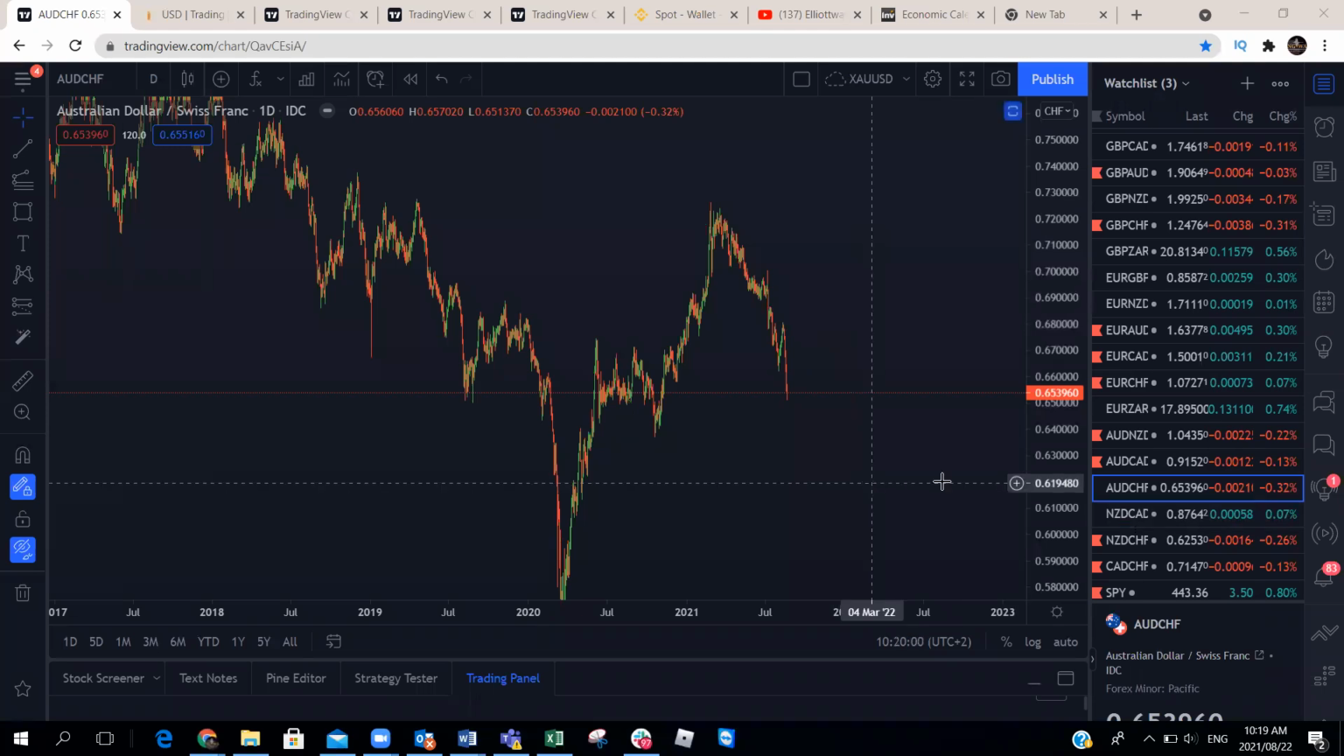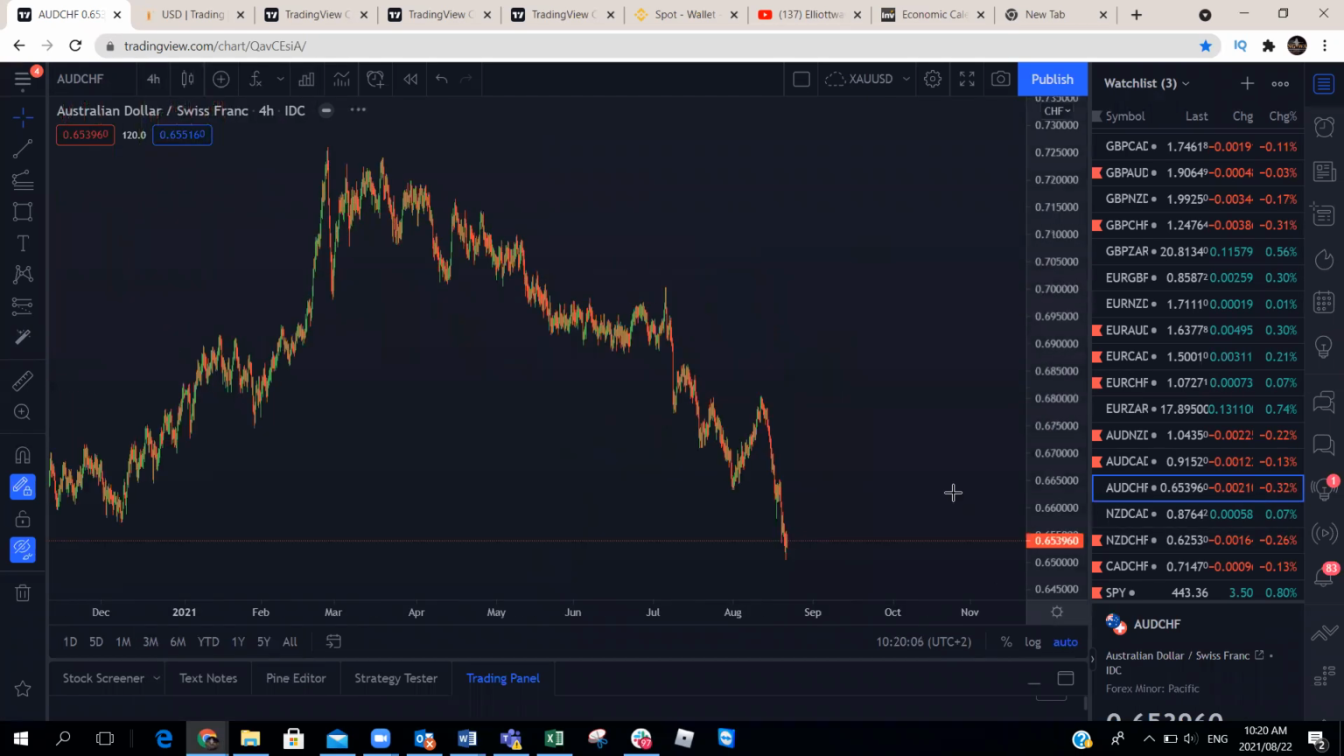AUDCHF, I'm on the daily here. If you remember last week, this is what we forecasted, that we're going to have this as a continuation to the downside. If it was not last week, this would have been the week before, looking for this to continue to the downside.